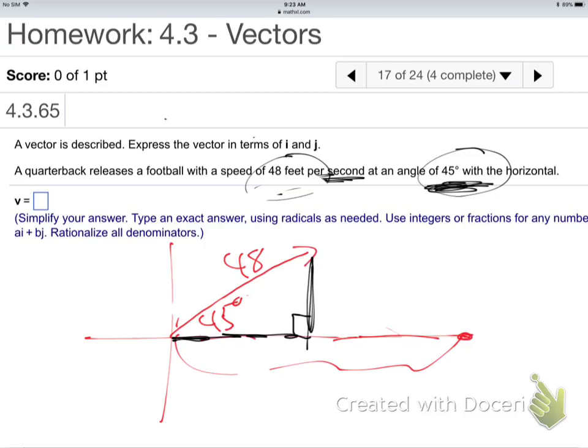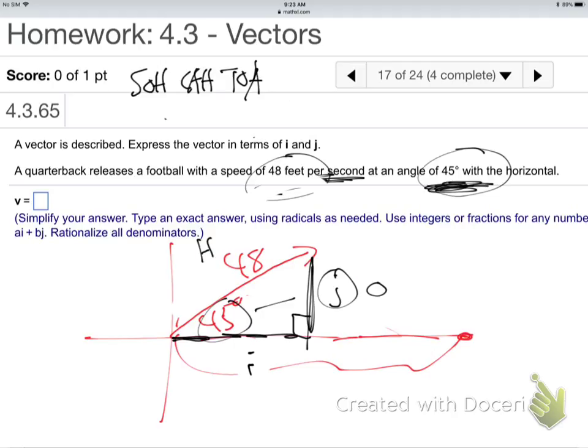So how do I find those? Call this I and J. How do you find those? Sohcahtoa, our old friend Sohcahtoa, right? Various ways you can do this. Start with angle 45. Want to find J? That's opposite over hypotenuse, isn't it? From 45, this is the side opposite, and this is the hypotenuse. So the sine of 45 degrees is opposite, the J, over the hypotenuse, 48. You with me?